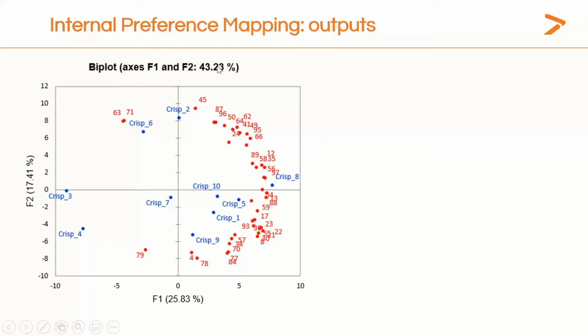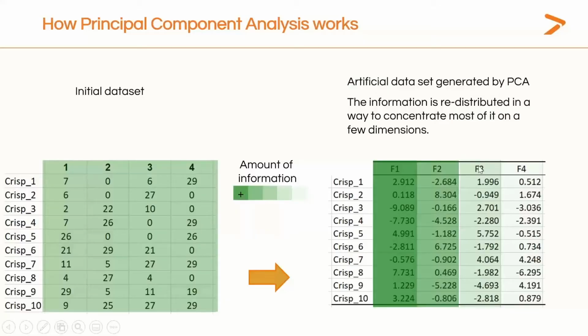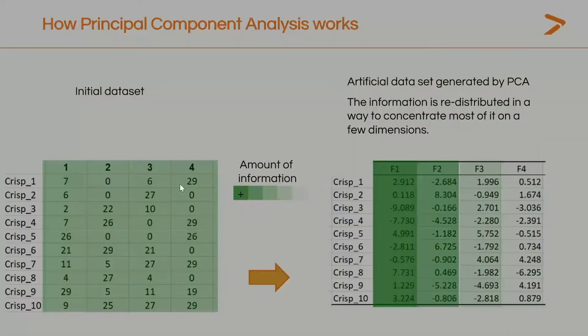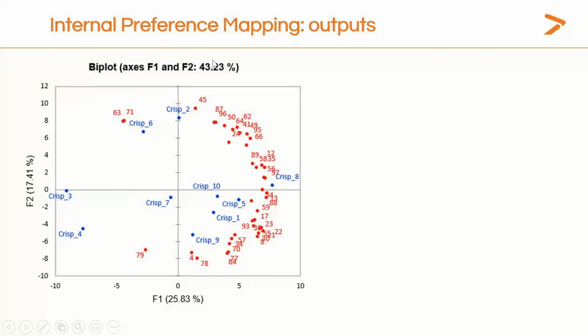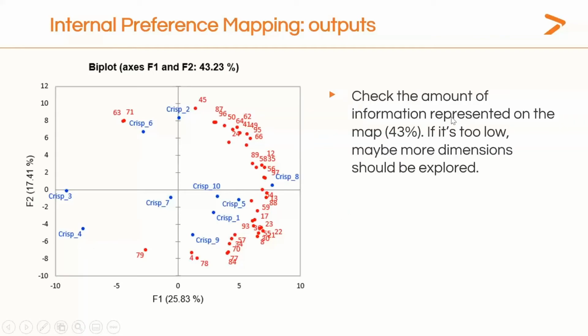So there's still some amount of information which is not captured by F1 and F2. Maybe it would be nice to explore also F3 and F4 in this case to have some more information displayed. But now let us stick to this chart, to this map here. First of all, check the amount of information represented on the map. If it's too low, maybe more dimensions should be explored. Let us stick to this one.